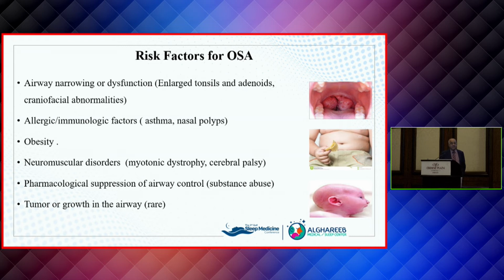Obesity: it is estimated that every kilo you put on reflects on the tongue by 1 gram. So imagine if that child puts on 10 kilos more, there are 10 grams more in that small space in the mouth. Apart from the neck and all these things, the tongue is becoming very big. Neuromuscular disorders, myotonic dystrophy, and so on.